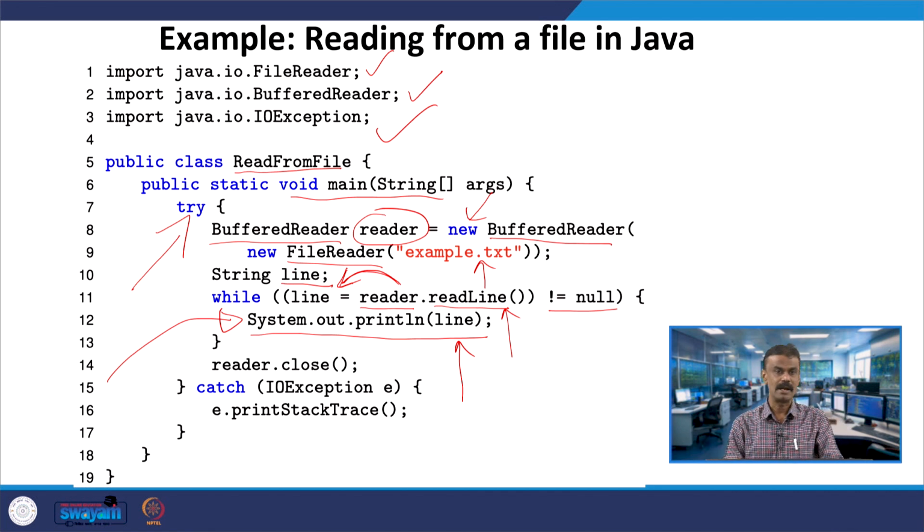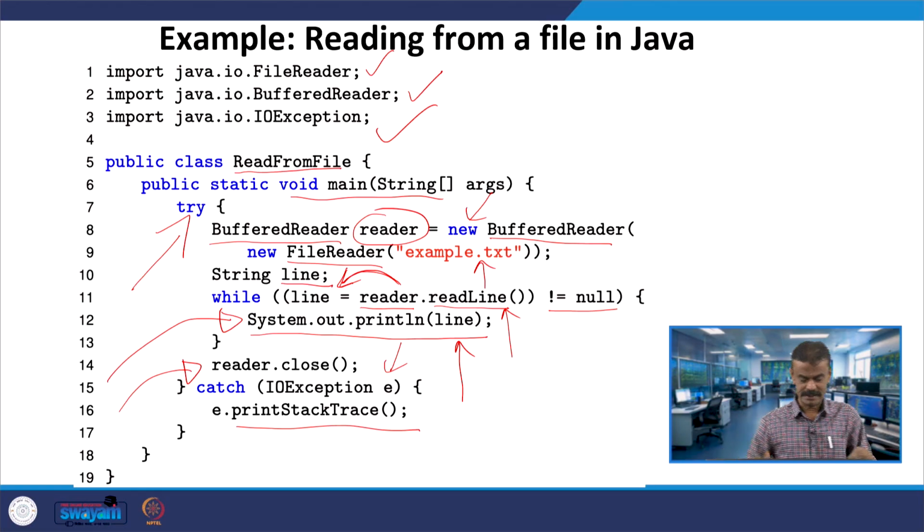Once it comes out of the while loop, you have to do reader.close. Otherwise, if I am not able to access or open the file example.txt, it has to give an exception and the exception will be caught. The exception is under IOException, so it will invoke printStackTrace. It is an inbuilt method. That means it is not able to access the file, so you cannot do anything with example.txt.